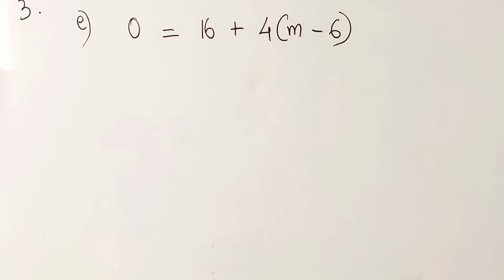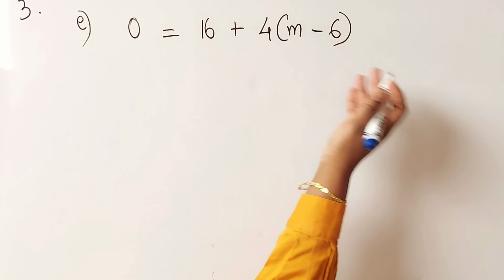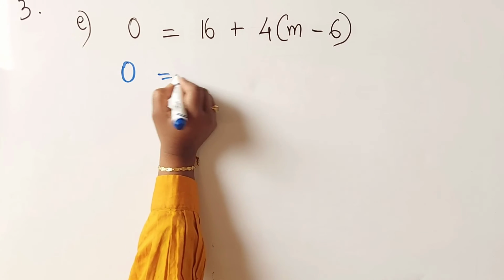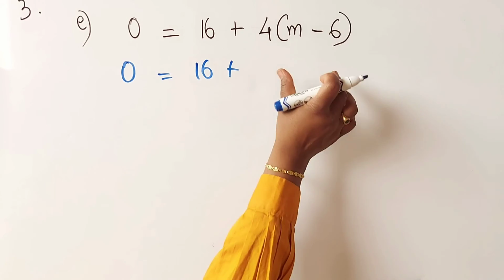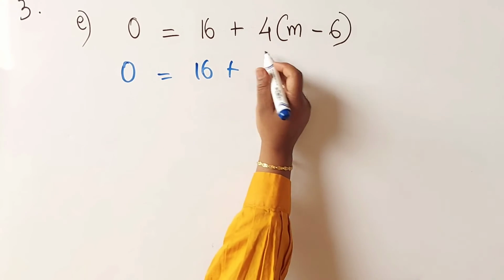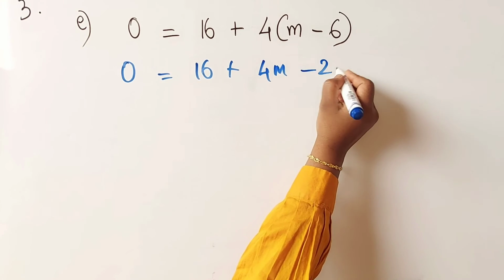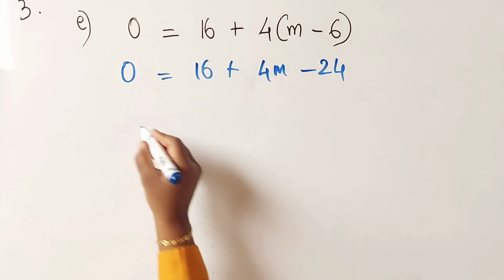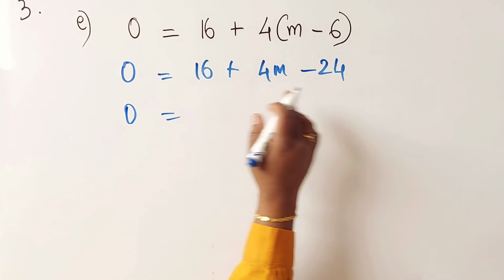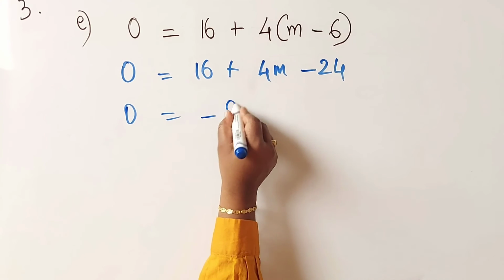Question E: 0 equal to 16 plus 4 of (m minus 6), children. So 0 equal to 16 plus, now we are multiplying with 4 here. 4 into m, 4m. 4 into minus 6, minus 24. Right, children? So 0 equal to 16 minus 24, children, that is minus 8.